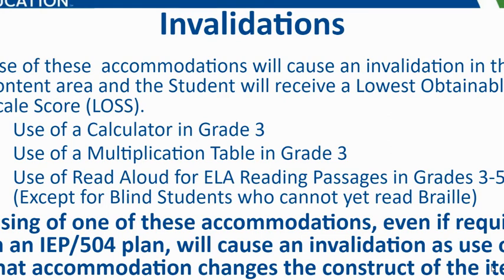Use of any of these accommodations listed in the bullets on this screen will cause an invalidation in that content area, and the student will receive a lowest obtainable scale score or LOSS score. If they use a calculator in grade 3, a multiplication table in grade 3, or a read aloud for ELA passages in grades 3 through 5, except for blind students who cannot yet read Braille. Use of one of these accommodations, even if required in an IEP or 504 plan, in these 3 instances will cause an invalidation as that accommodation changes the construct of the item being assessed.